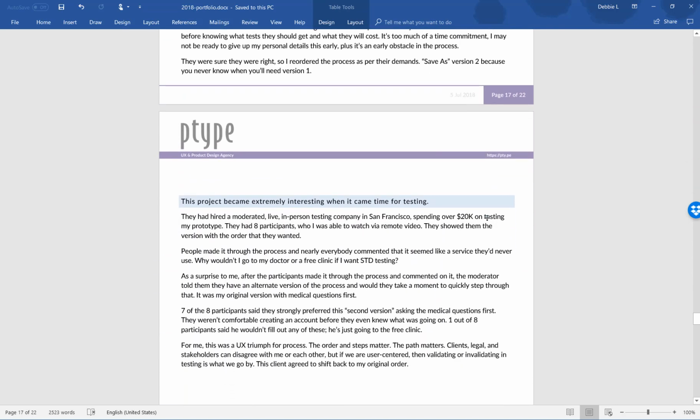So ultimately, this project got very interesting when it came time for testing. They spent over $20,000 in San Francisco having live moderated tests with 8 participants who were tested separately, and I was able to watch them on a live remote video. And they showed them the version they wanted with that order. But they surprised me by, after they went through that version, they showed them my original version and asked them which order they liked better or which process they thought was better. And ultimately, 7 out of the 8 participants strongly preferred my version, which then was the second version. Though pretty much all 8 said, I would never use this company at all.